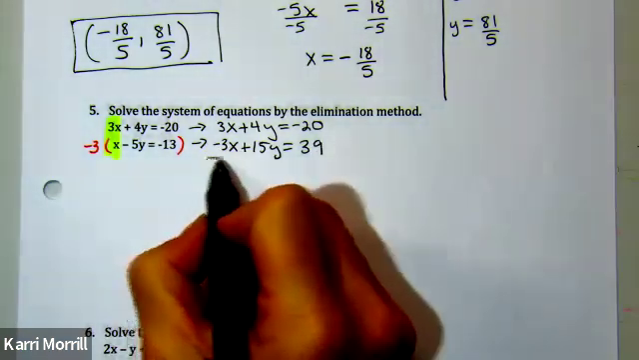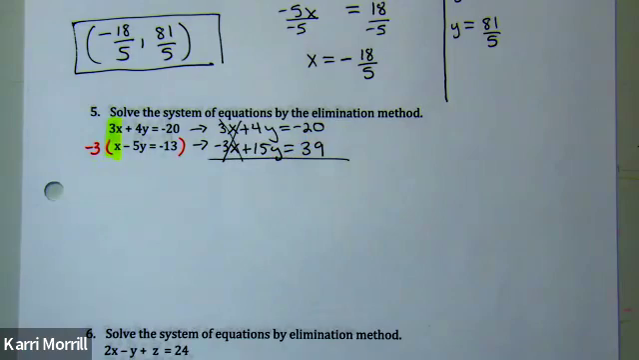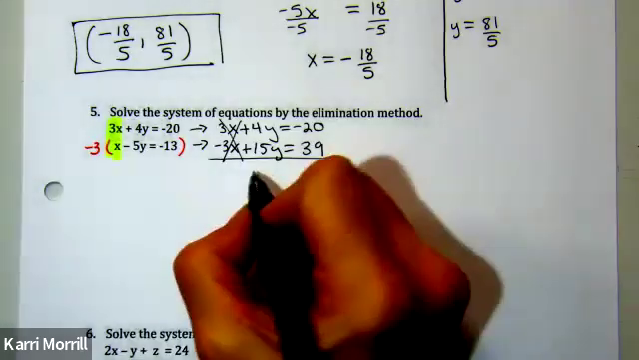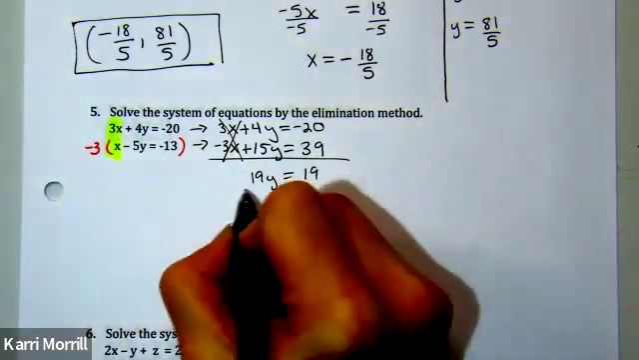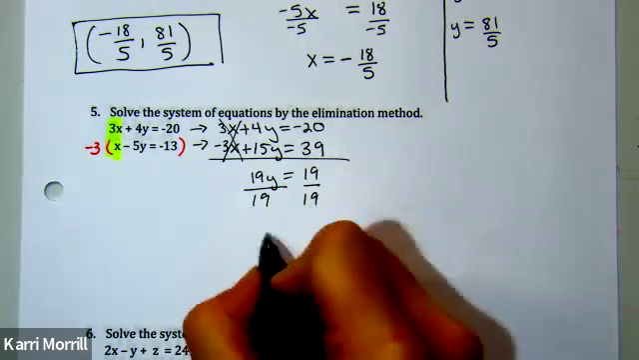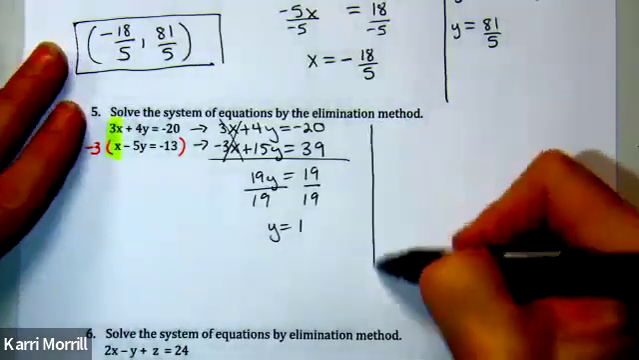And so we wanted to eliminate x's. That's why I highlighted it, to draw our eyes' attention to that. That's what I'm trying to get rid of. And now we can combine 4 and 15 make 19y, and -20 and 39 make a 19. So this one's a nice y equals a whole number kind of answer. So y equals 1.